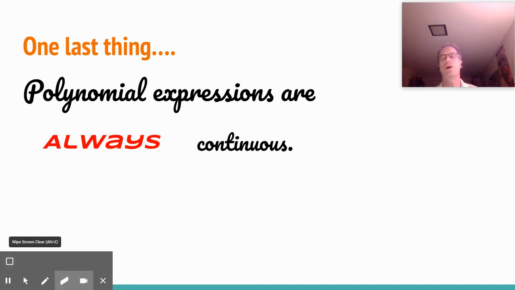Now, I do need to mention this. Polynomial expressions are always continuous. That's going to be your x squared, x cubed, x to the fourth, x to the fifth, x to the whatever. All of your polynomial functions are continuous, and we love that about our polynomial functions because it means I can do a lot of calculus with them. And that's why many of our examples end up being polynomial expressions.